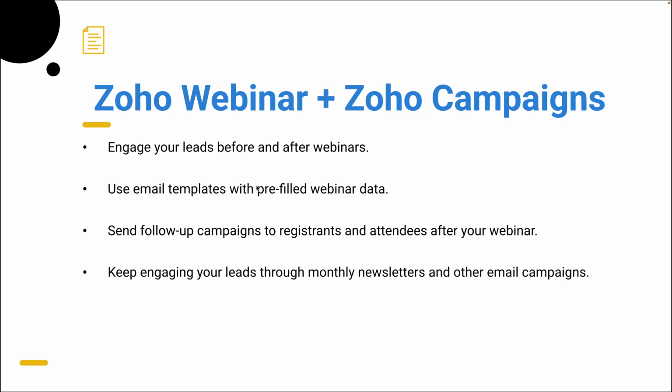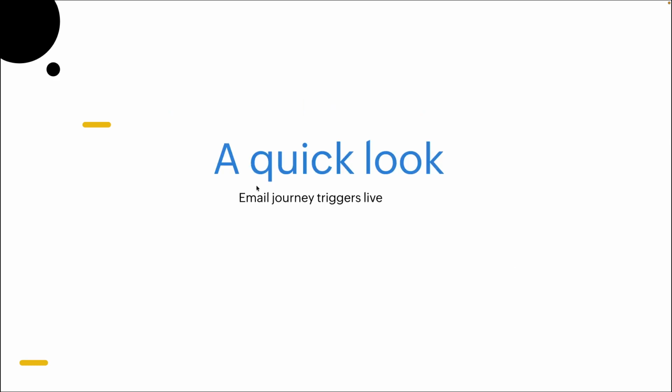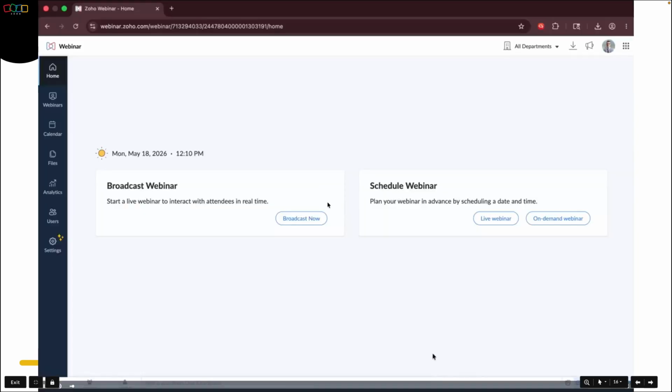So here you can keep different contact management lists in your campaigns according to the behavior of the attendees, and you can engage these leads, like sending them your monthly newsletters. You can follow up with them with the upcoming webinar updates and all these stuff. So these are a few ways you can nurture the leads in Zoho Webinar and Campaigns integration. Now let's take a quick look at this integration. So let me play a video.